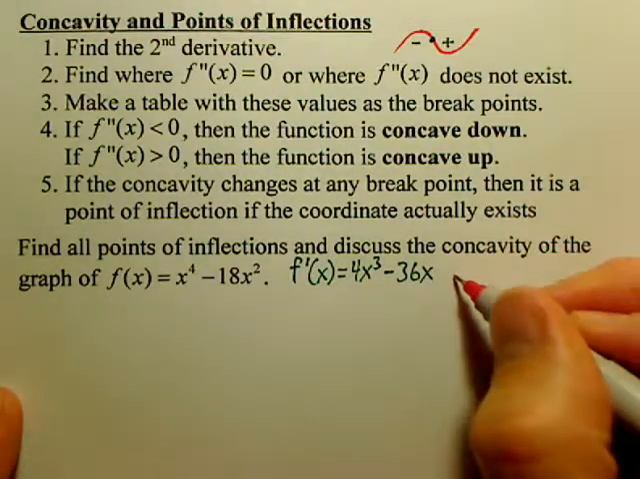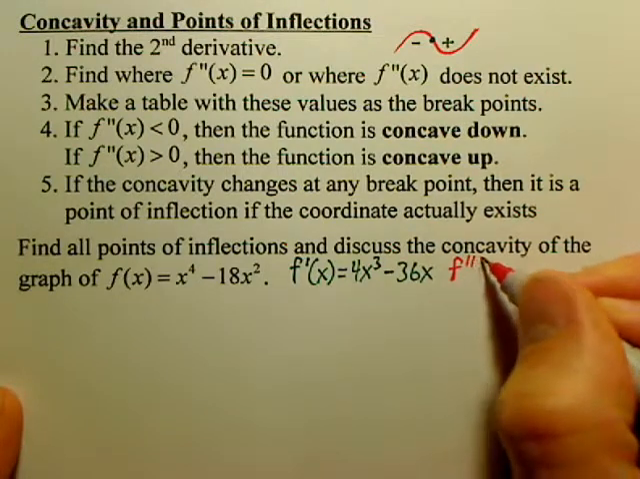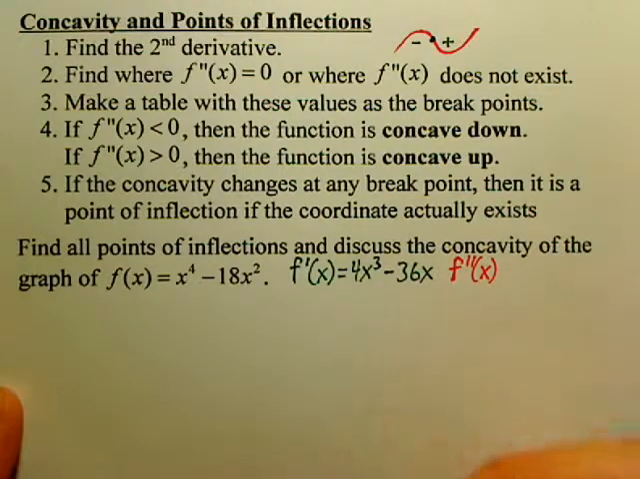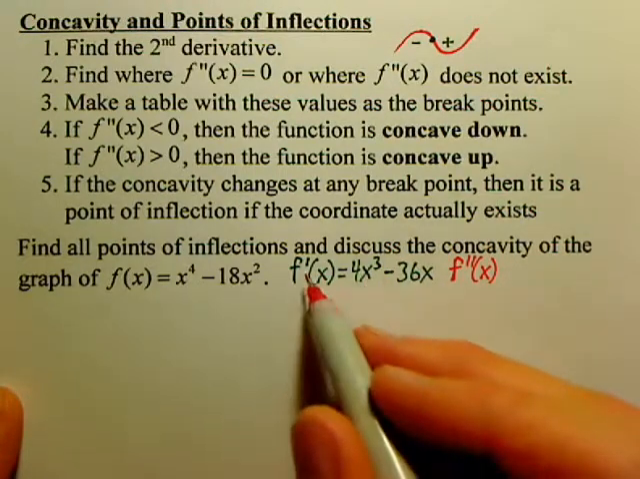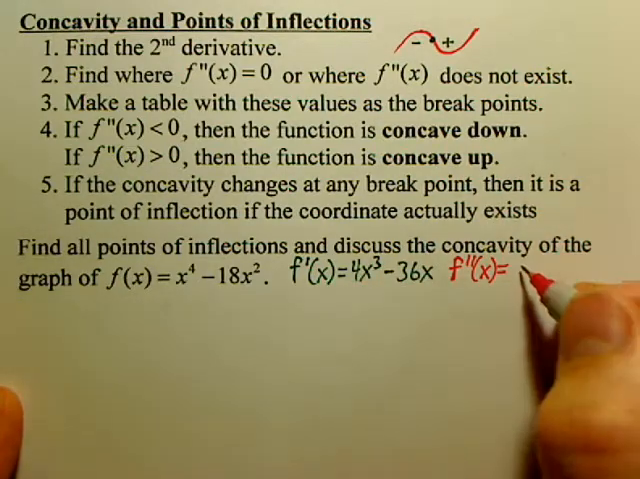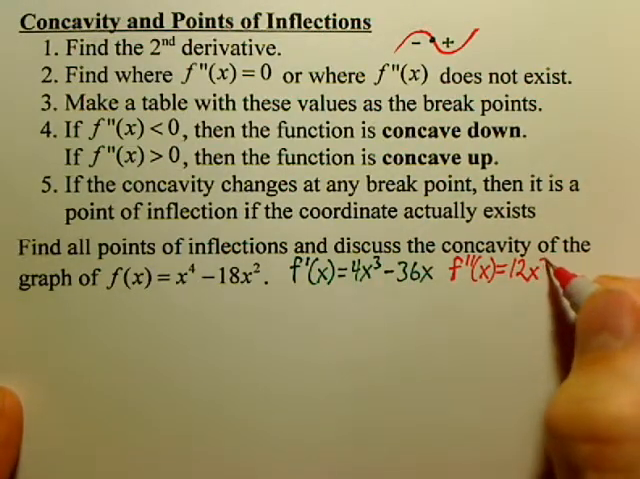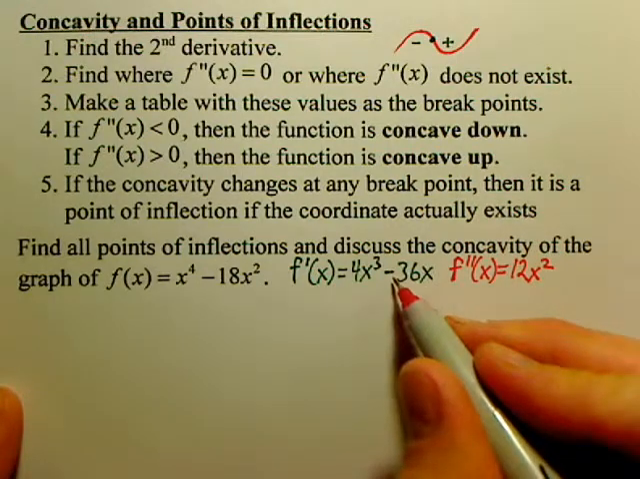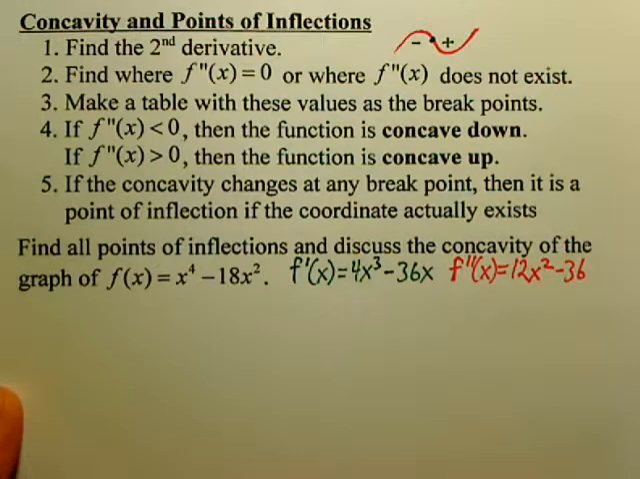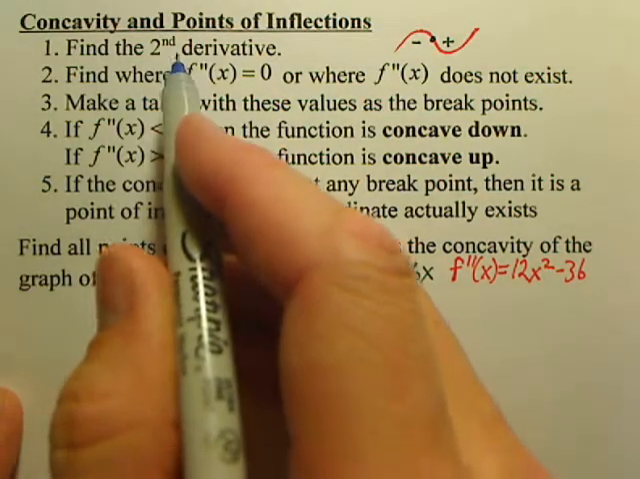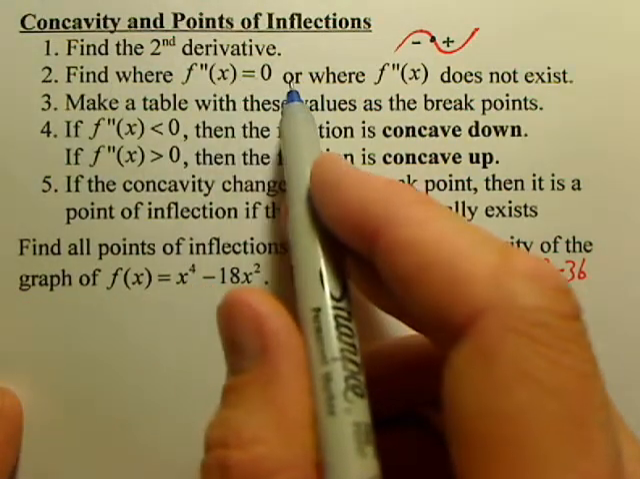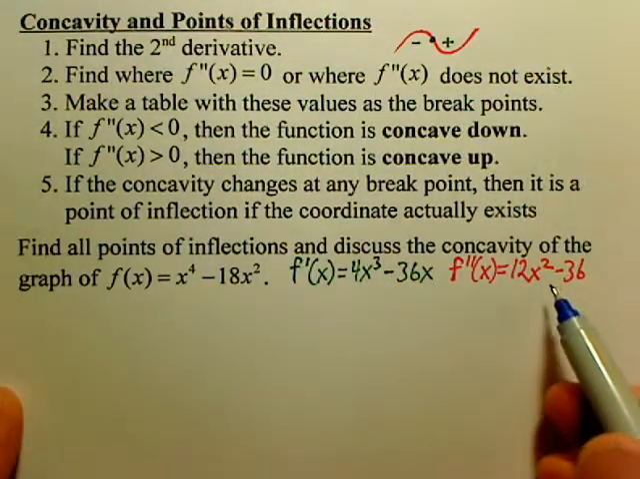No, the second derivative. All right, so to get the second derivative, we take the derivative of the green part here. If we derive the first derivative, we'll get the second derivative. All right, derive 4x to the third, I get 12x squared. When I derive negative 36x, I get negative 36. All right, first step was to find the second derivative. Did it.